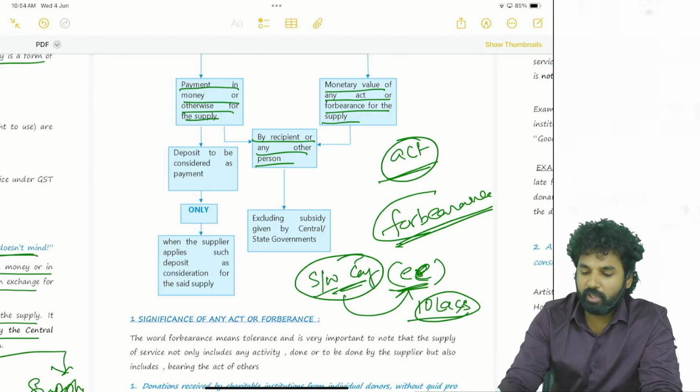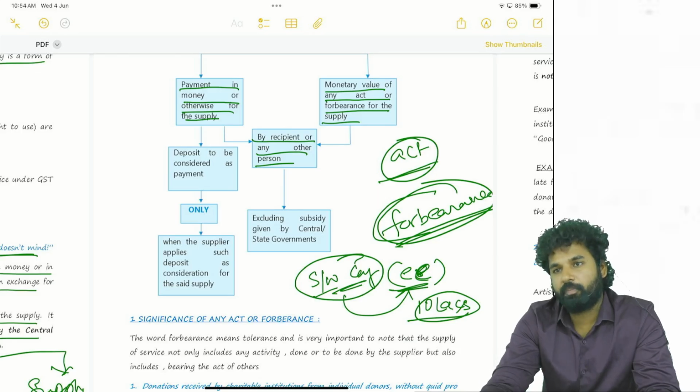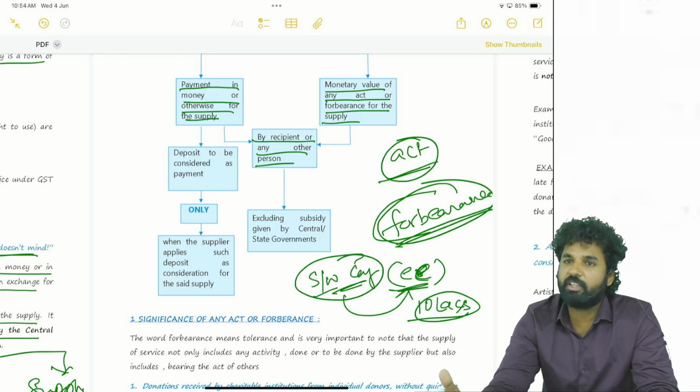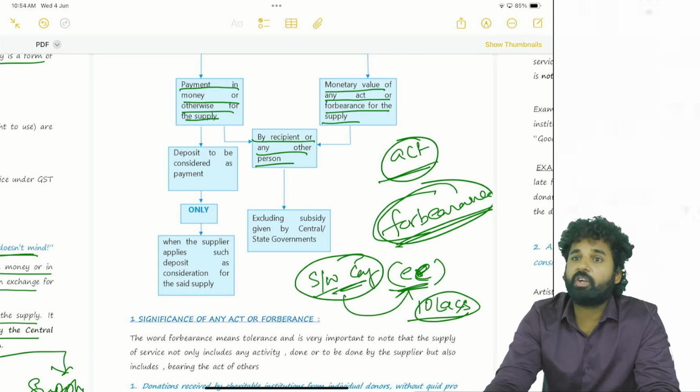So here what is the employee doing? He is just not doing something. For not doing something, he is getting consideration. That also comes under the definition here. So doing an act for consideration, not doing an act for consideration, and sometimes toleration of an act.